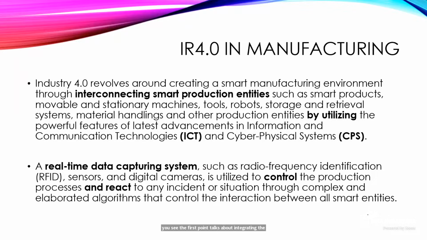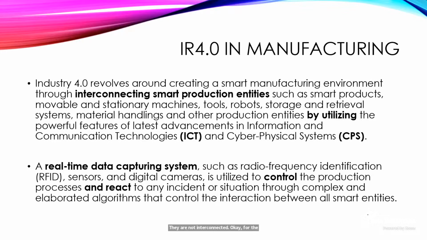Right now, most factories are operating in the transition between IR 3.0 and IR 4.0. They have all these elements such as smart products, movable and stationary machines, ASRS systems, material handling systems, but all of them are not integrated. They are not interconnected.